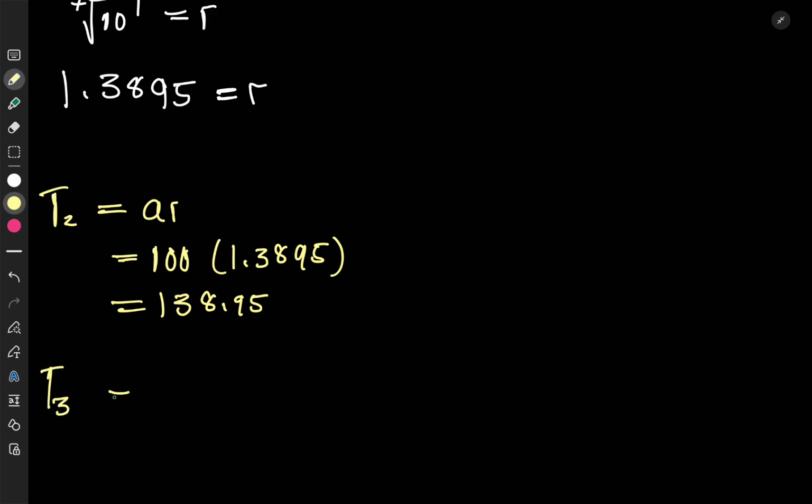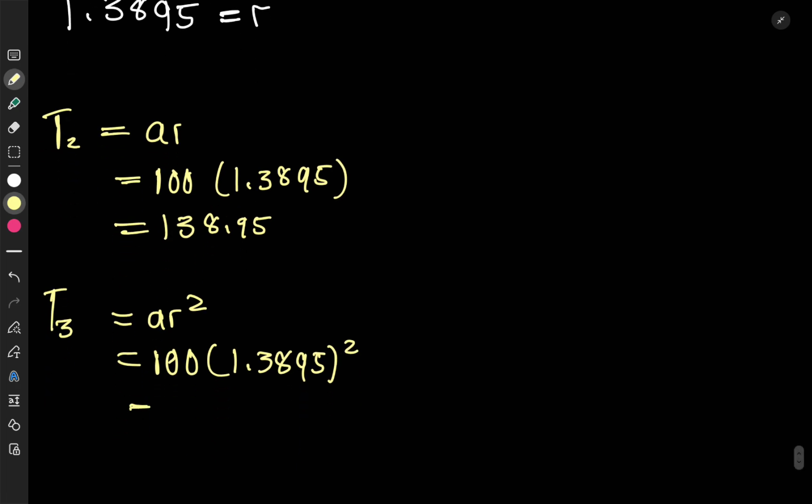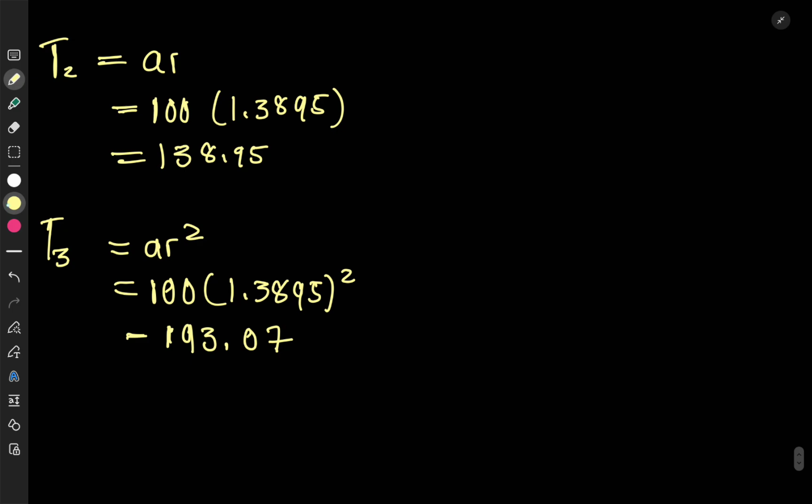Then my term number 3 is going to be equal to AR squared, which is going to be my A is 100. My R is 1.3895, and we square that. Okay, we put it in the calculator just like this. Punch 100, open bracket, then open bracket 1.3895. Then you close, you say squared. And what do you get? You're going to get an answer, nice one, which is going to be 193.07. Okay, we put to 2 decimal places now.